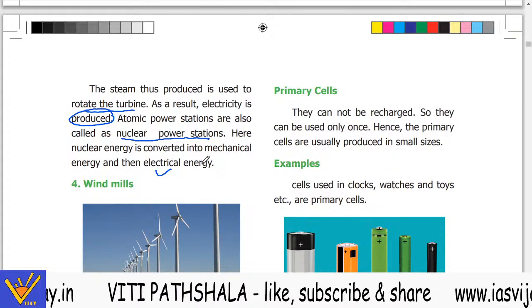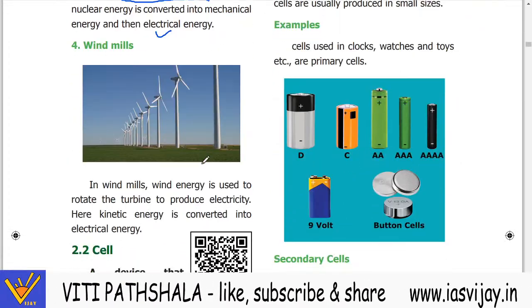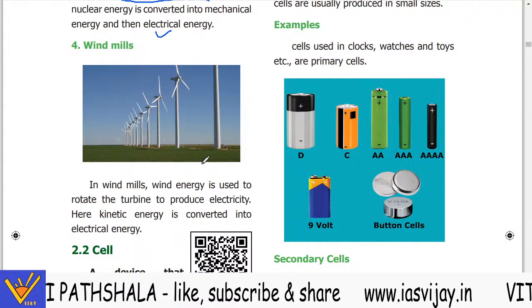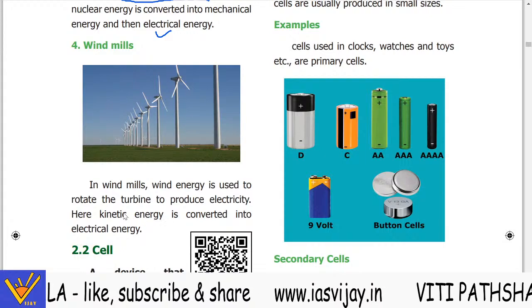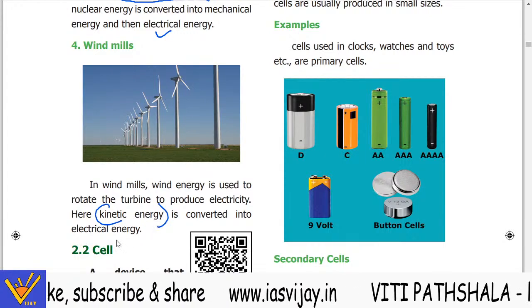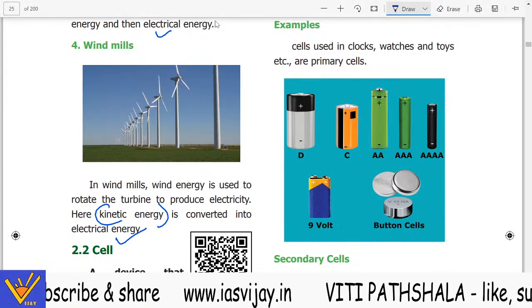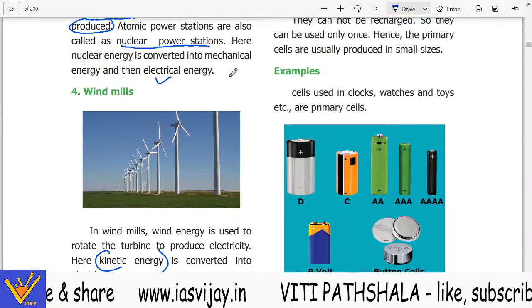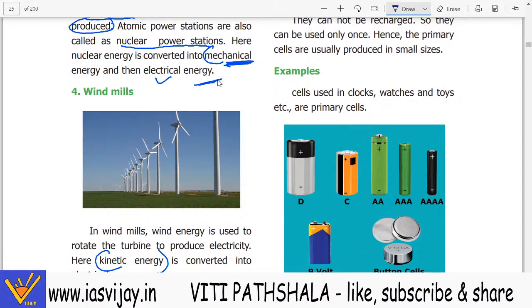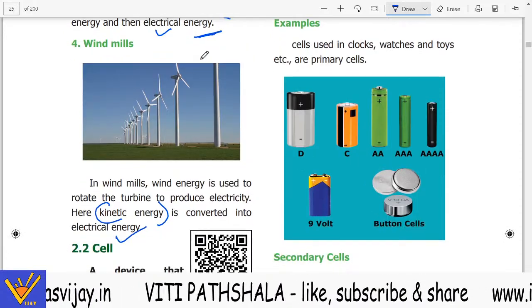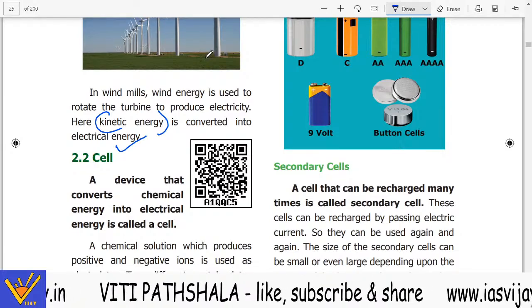Now next comes your windmills. In the windmills, wind energy is used to rotate the turbine to produce the electricity, hence the kinetic energy. Here the kinetic energy is converted into electrical energy. Remember which energy is converted into another. Above was mechanical to electrical, and the windmill works on kinetic energy to electrical energy.